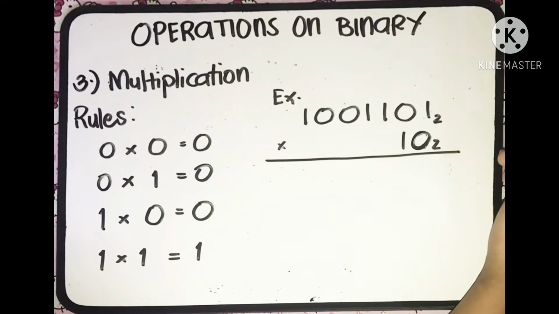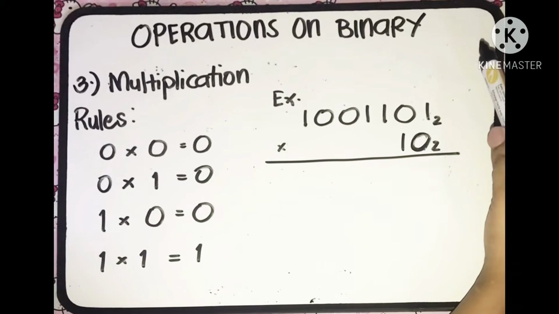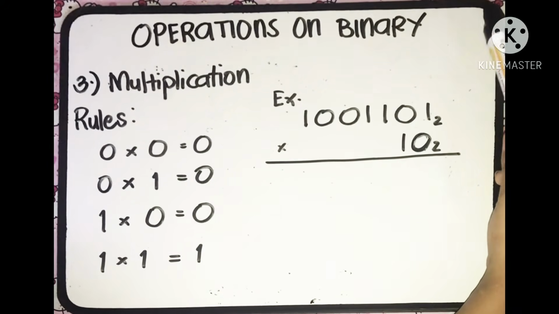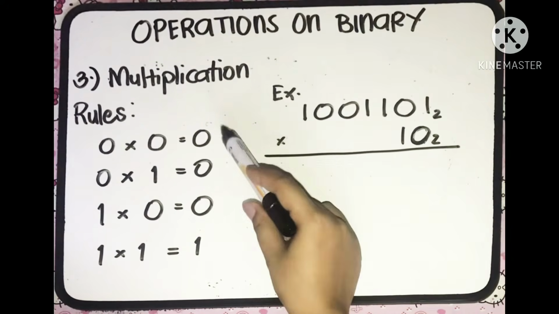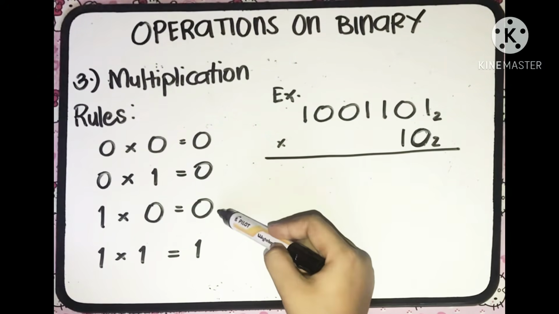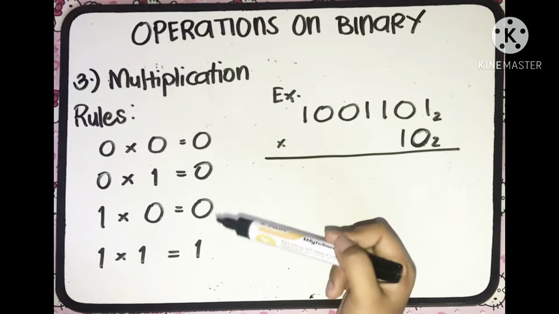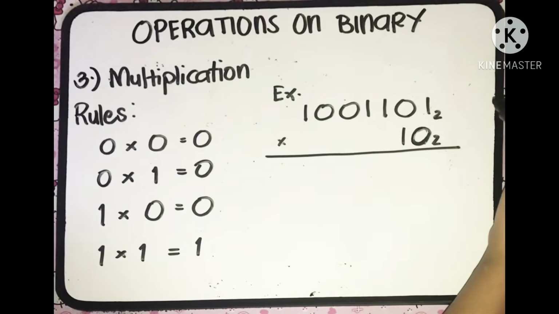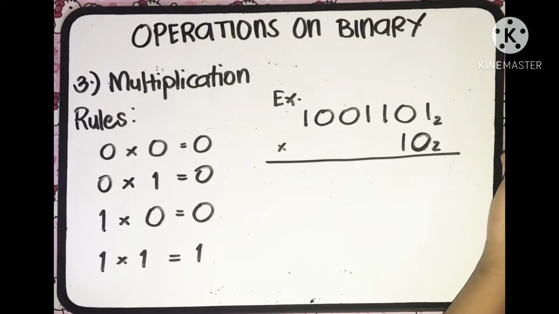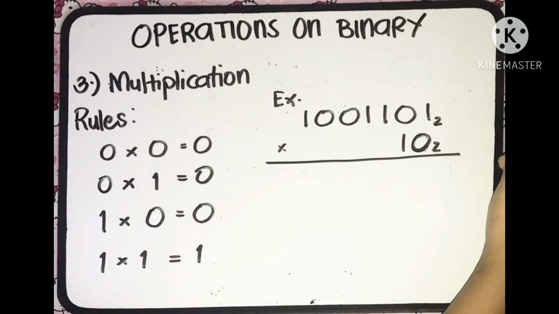Third operation is multiplication. And we have certain rules to follow again. 0 times 0 is 0. 0 times 1 is 0. 1 times 0 is 0. And 1 times 1 is 1. So, as you can see, the rules are, we're just like multiplying 1 and 0 in decimal. So, let us apply this in this example.